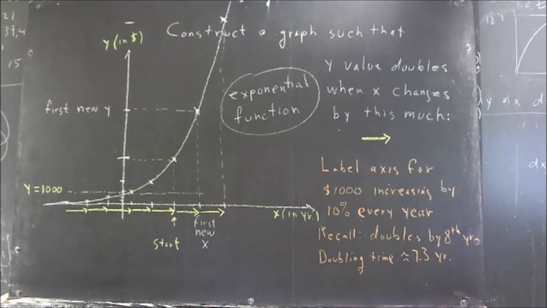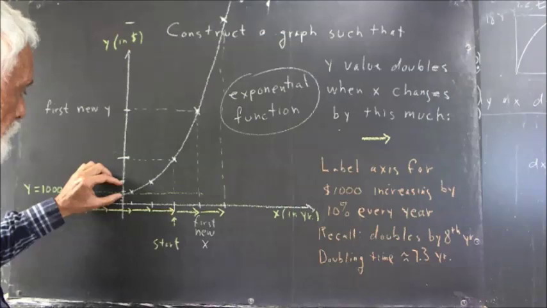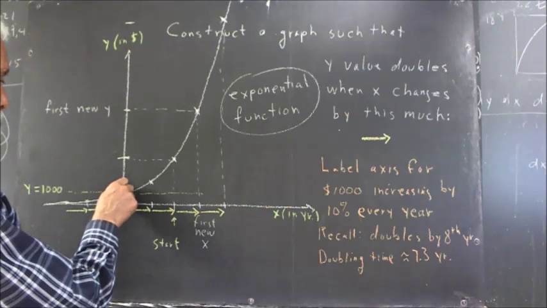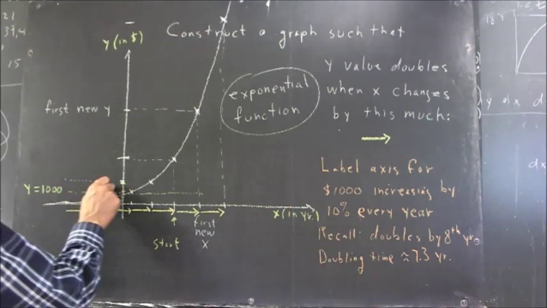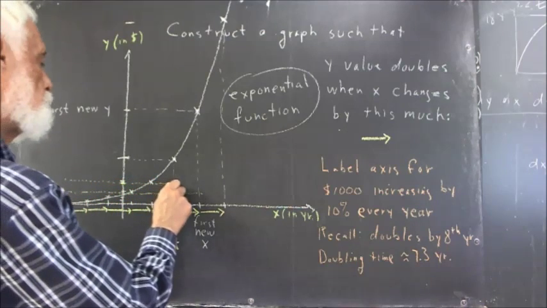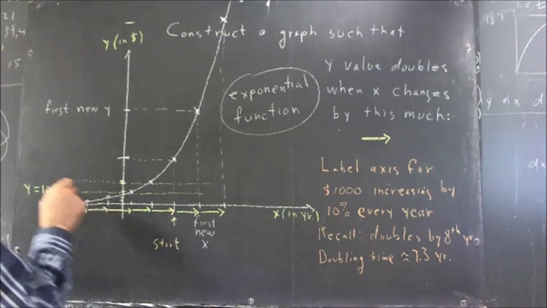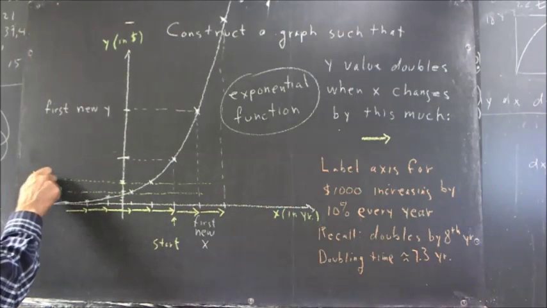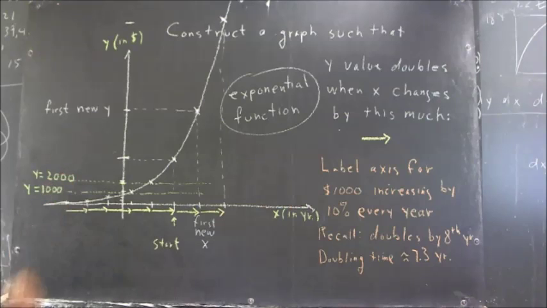So we have y equals $1,000 on this line. Now, how are you going to label the graph? Well, what was done by a student in class? Let's see. There's y equals 1,000. If y is going to double, it's going to become 2,000. So I take whatever this is, and I double it. I get up to here, and here's my line for y equals 2,000.